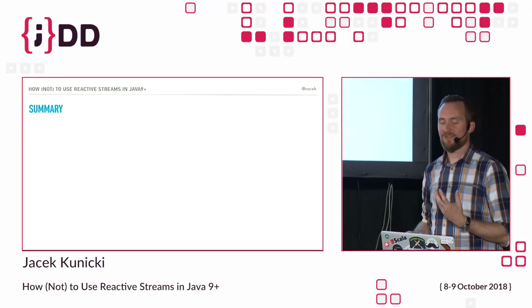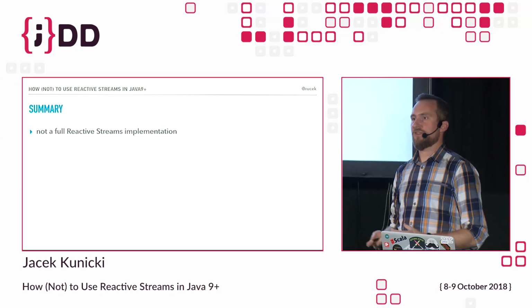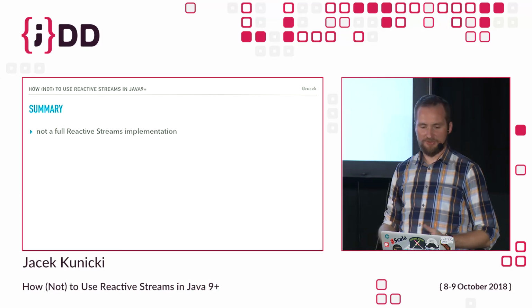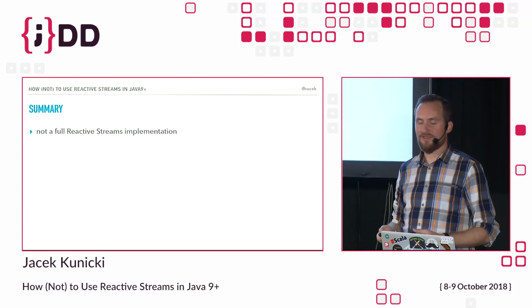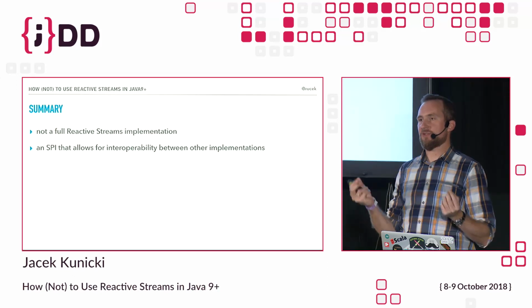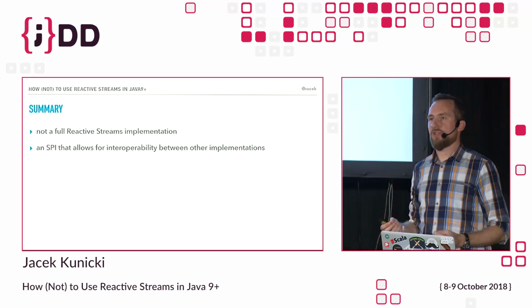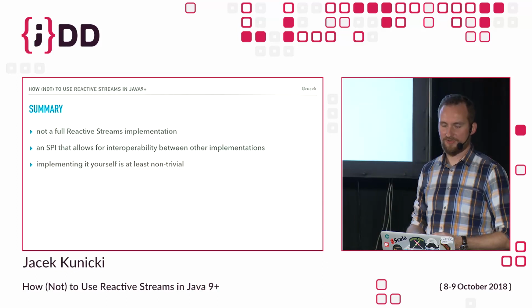So to sum up this talk, the important thing to remember is that what we have in the JDK is not a full reactive streams implementation. It's actually only a set of interfaces that are meant to be used as an SPI, so basically as an integration layer for different implementations. So it's a unified way to connect different reactive implementations.